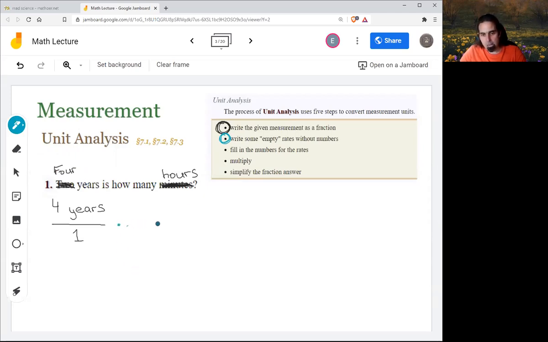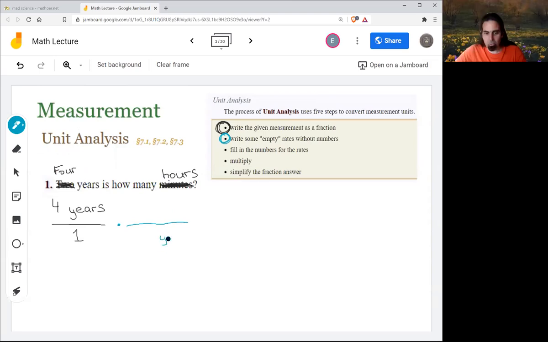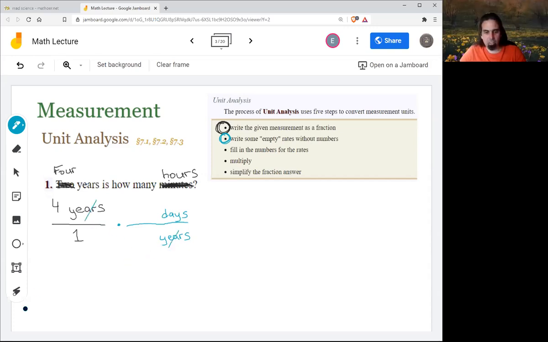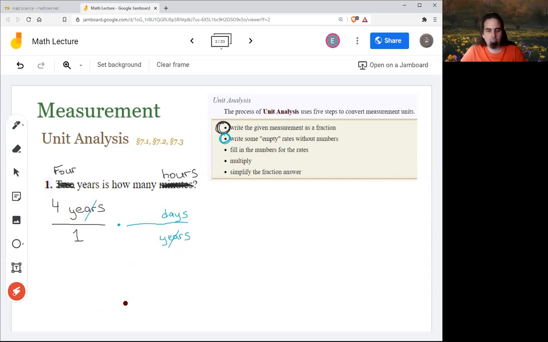Can I go out of years into something I know? And yes, I can. I can go from years to days. Should I put days on top and years on the bottom, or years on top and days on the bottom? Years on the bottom. Okay, everyone seems very definite about that. Why? Is it because it's canceling out the other one? Yeah, I can't cancel things unless one is on top and one is on bottom. So that's how I arrange it.